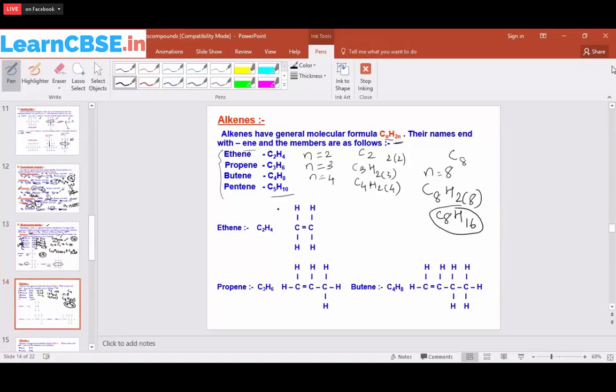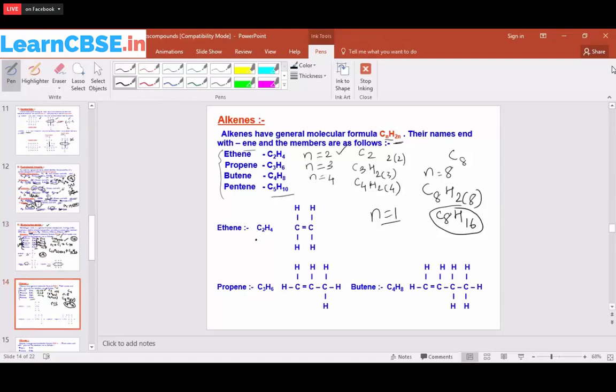There is no need to start from n equal to 1. We have to start from n equal to 2, because alkenes have double bonds, and a double bond needs at least 2 carbon atoms. But n equal to 1 means only 1 carbon atom, so no formula exists for n equal to 1. You have to start from n equal to 2.